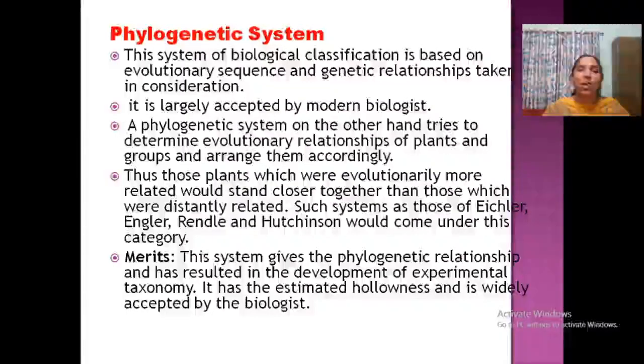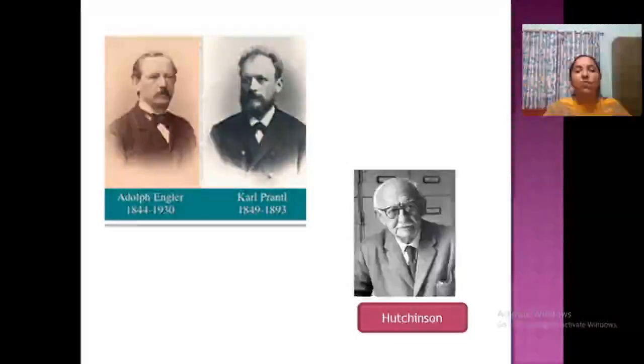So, first, artificial: one or two characters are considered, the Linnaeus system. Natural: more morphological characters are considered, example Bentham and Hooker. Most of the classification or arrangement is based on Bentham and Hooker. Then the third one, phylogenetic, is based on evolutionary and genetic relationship. It is highly advanced and the most acceptable. Examples are the Engler and Prantl classification, Eichler classification, Rendle and Hutchinson system. This is Adolf Engler and this is Karl Prantl, who together made the Engler and Prantl system.